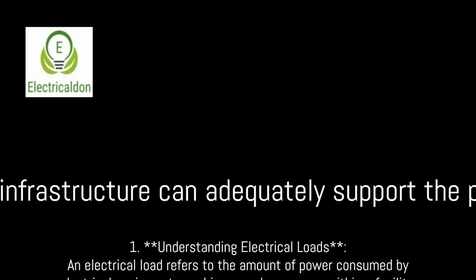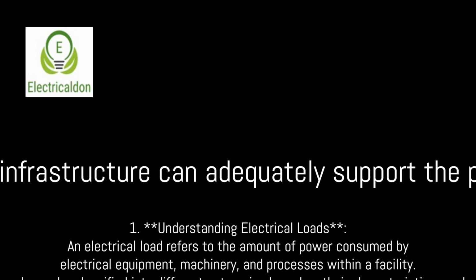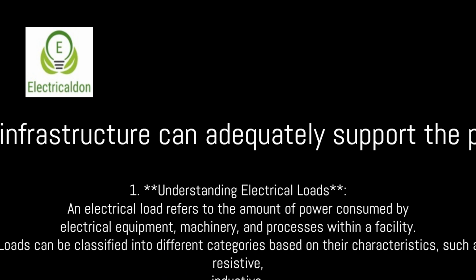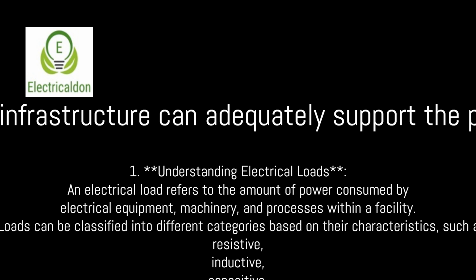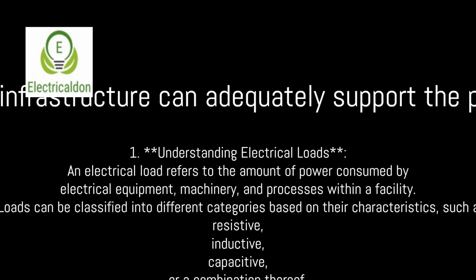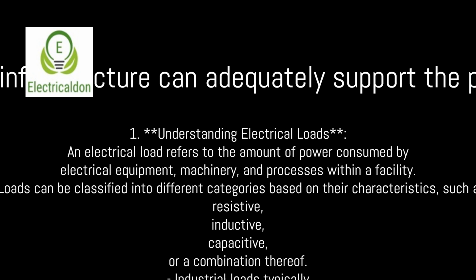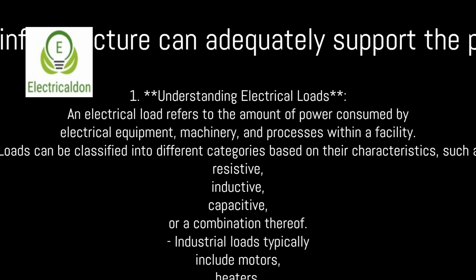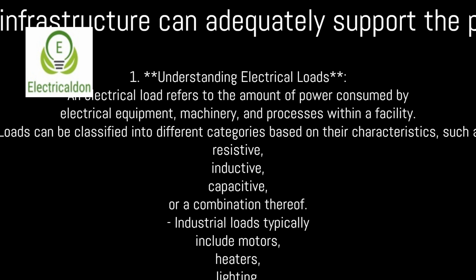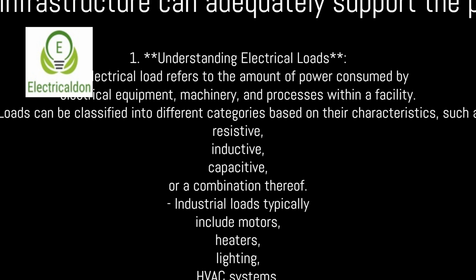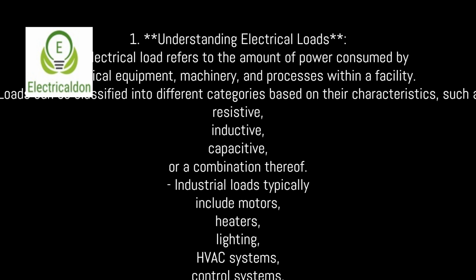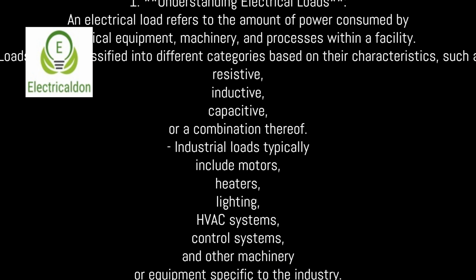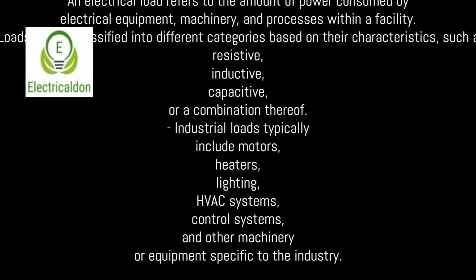1. Understanding electrical loads. An electrical load refers to the amount of power consumed by electrical equipment, machinery, and processes within a facility. Loads can be classified into different categories based on their characteristics, such as resistive, inductive, capacitive, or a combination thereof. Industrial loads typically include motors, heaters, lighting, HVAC systems, control systems, and other machinery or equipment specific to the industry.